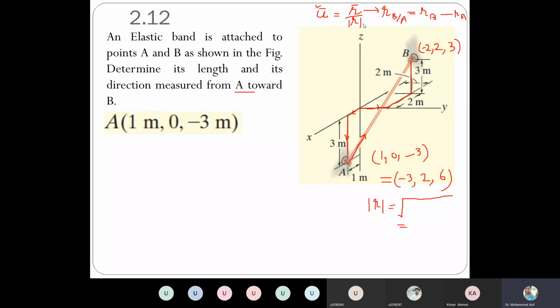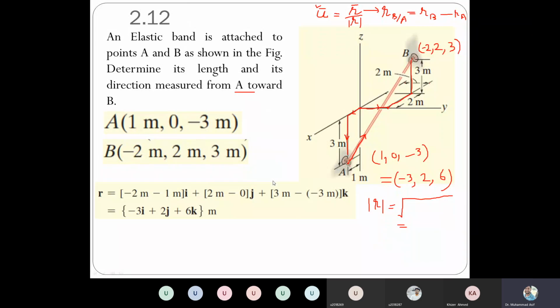This is point A, right? And then this is point B, right? And then once you have that, you have to subtract this one. And then you will get finally minus 3i plus 2j plus 6k. So then you need the magnitude. This formula you can use, and then you can get the magnitude. So this is the magnitude.